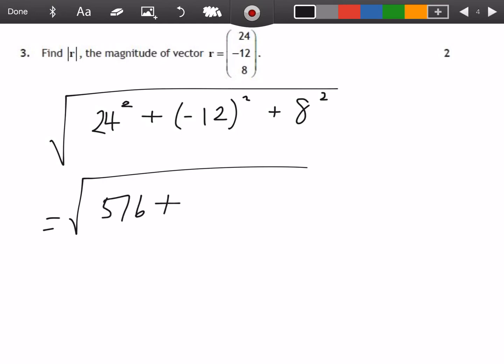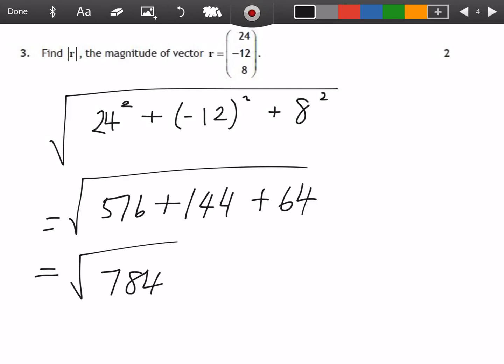576, 144. Remember, when you square that negative number, it is going to be a positive number. Okay. Let's see. Add 144 and 64. Square these up. It gives you 784 when you get the total. Take the square root, because that's how you work out the magnitude. 28. Okay. Remember, what I'll do is I'll do screenshots of this at the end, and I'll put them up as well.